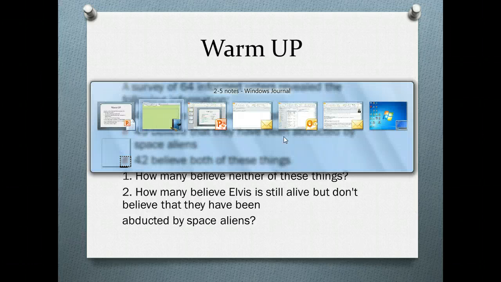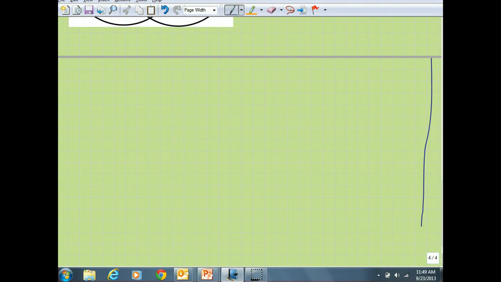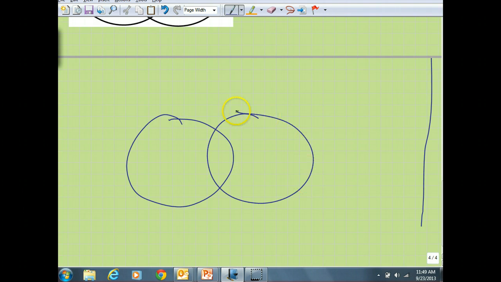So what we're going to need to do on this is actually make a Venn diagram. And it's a two-set Venn diagram. And we're always going to start from the middle and work our way out. So here's a Venn diagram. The one on the left is Elvis is alive. The one on the right is being abducted by aliens. Okay? And we're always going to start from the middle and work our way out. So what does the middle section mean again? Both. It means both. So what do we get for both?